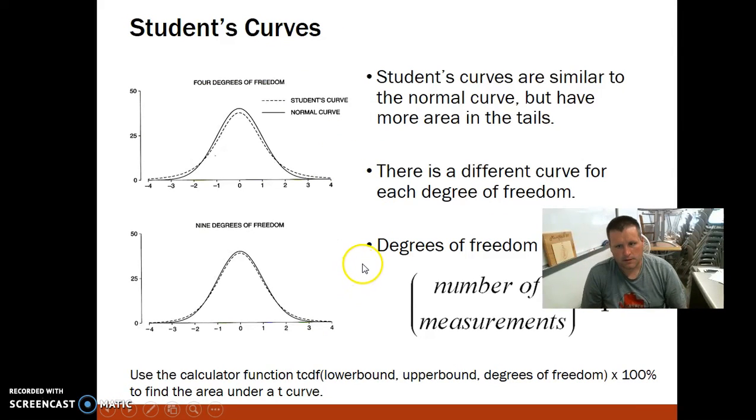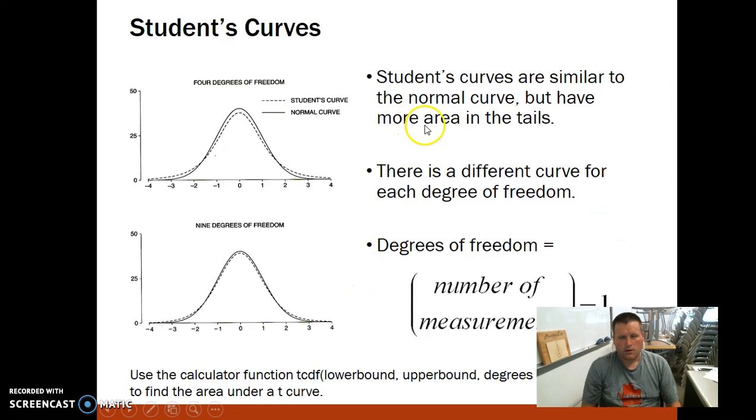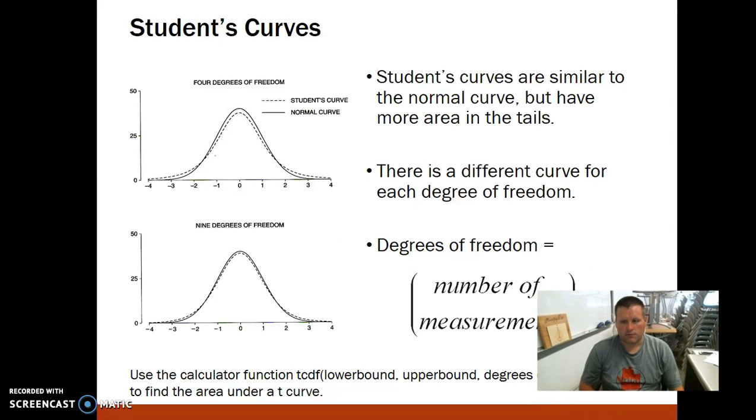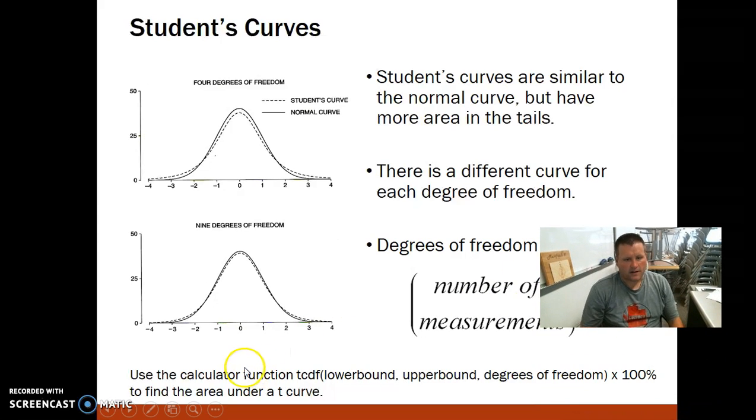So again, just to reiterate this, our student curves are similar, but the tails are a little bit different based on those two. And then we're going to use these degrees of freedom. Degrees of freedom is the number of measurements or number of draws. Draws is the same thing as measurements in statistics. We're going to subtract 1. And then we're going to use our calculator on there.